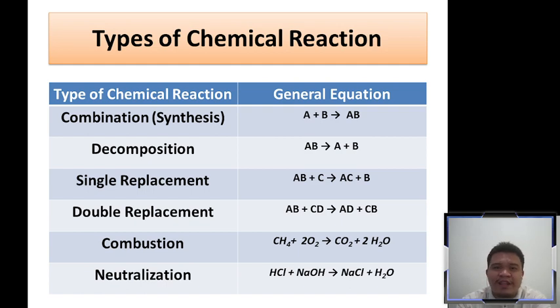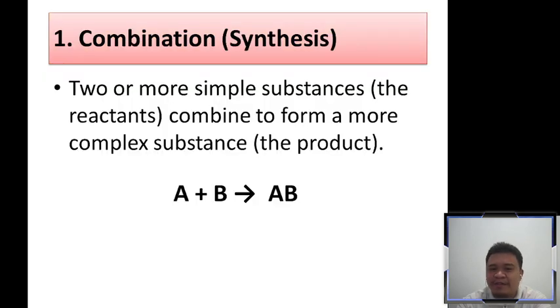So let's deal with them one by one. When we speak of a combination reaction or synthesis reaction, this is a reaction wherein two or more simple substances combine to form a more complex substance, which is generally referred to as the product. So in symbols, A plus B yields AB. That's what a combination reaction is.